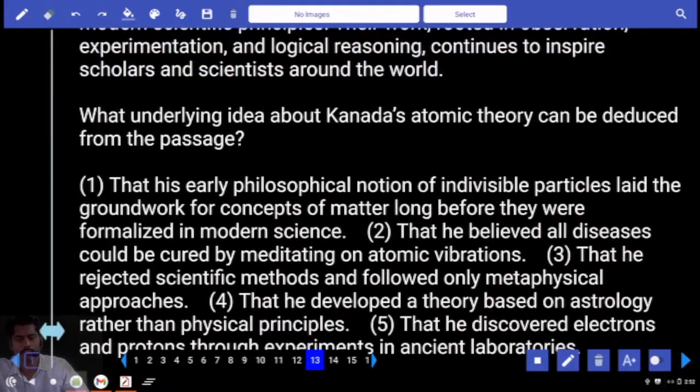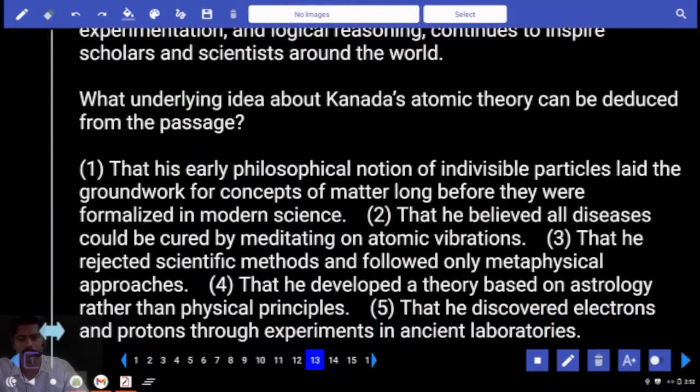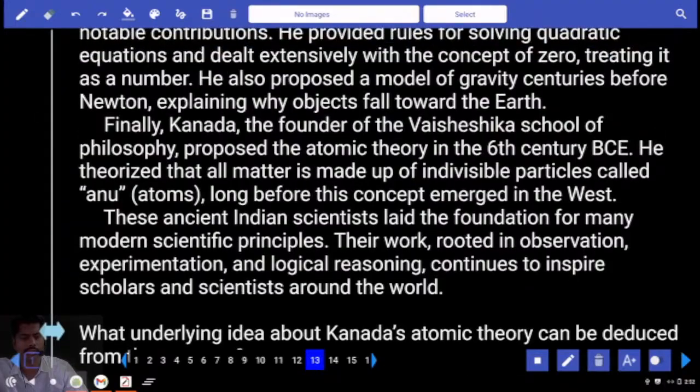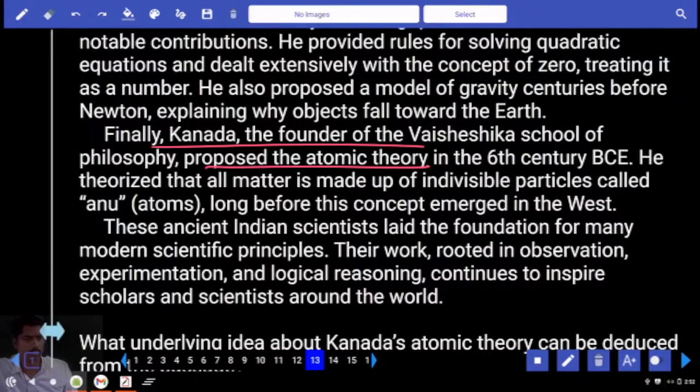Last person, what underlying idea about Kanada's atomic theory can be deduced? Kanada's, where is this theory? Finally, Kanada, the founder of the Vaisheshika School of Philosophy, proposed the atomic theory. In the 6th century BC, he theorized that all matter is made up of invisible particles called Anu, atoms. Long before this concept emerged in the West.